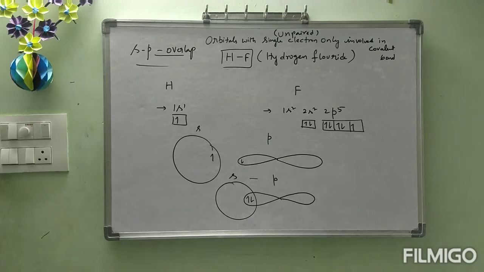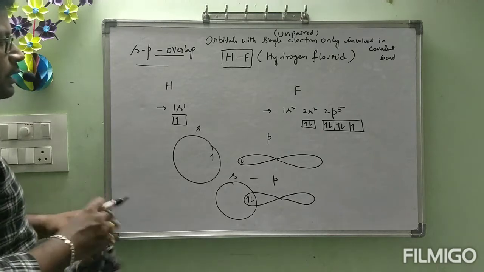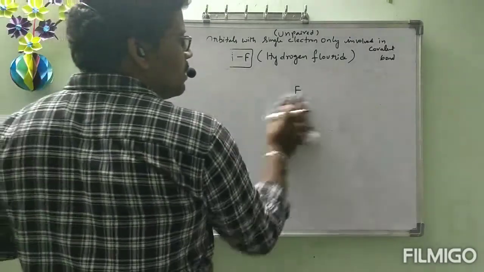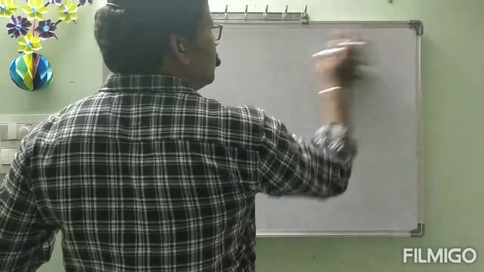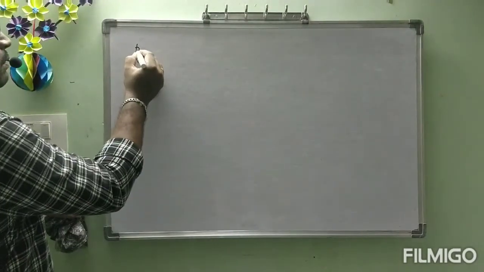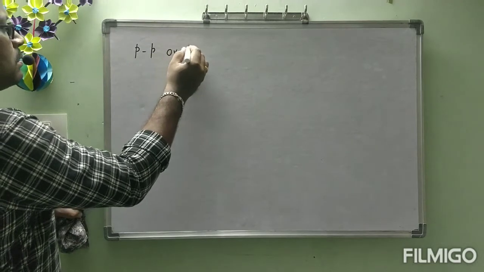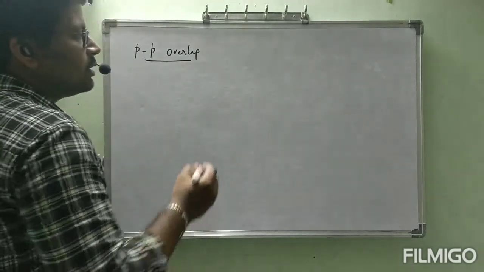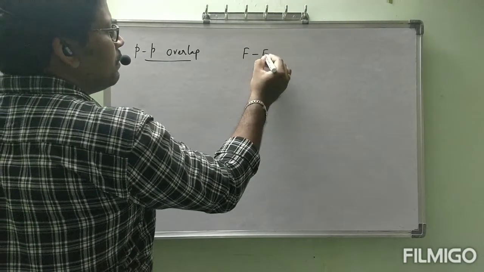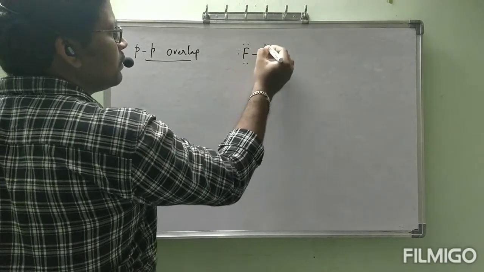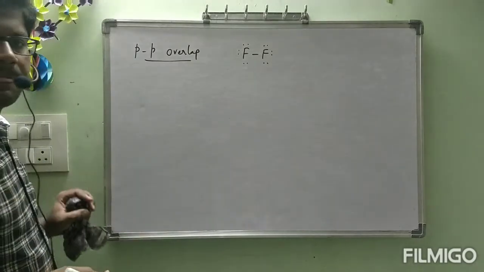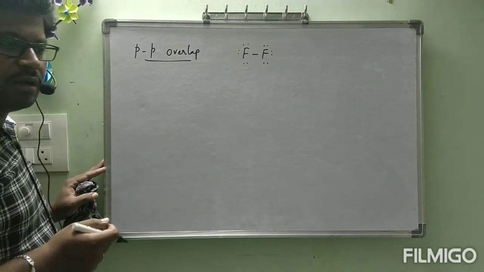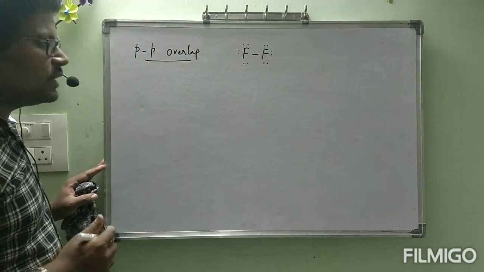Okay, next type of overlapping, pp overlapping. Example for the molecule which undergoes pp overlapping, that is F2 molecule. Fluorine, simply fluorine gas. In this fluorine, how many atoms of fluorine are there? 2 atoms of fluorine are there.